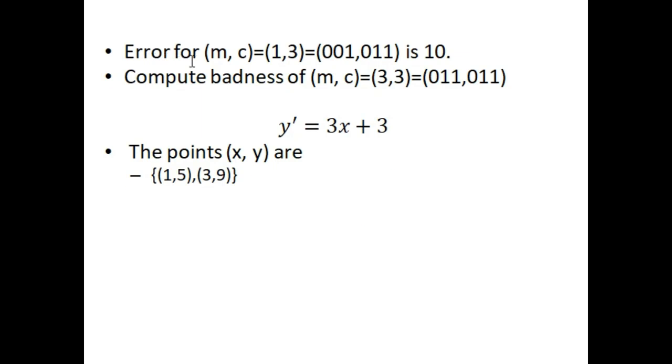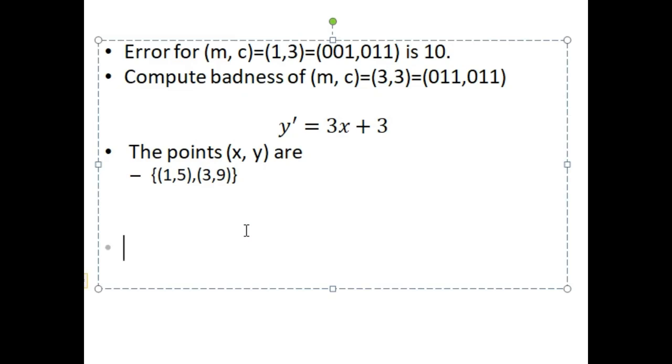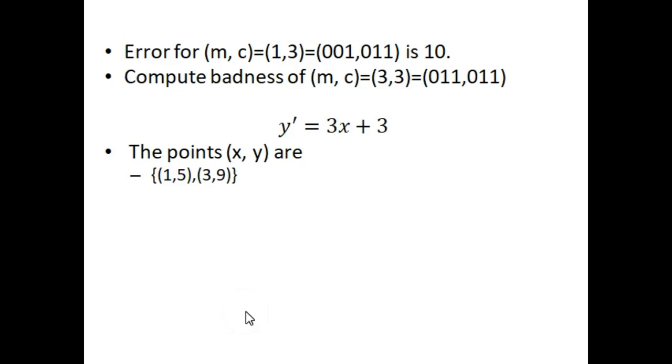So the error value for m and c, which is equal to 1 and 3, is 10. So I will compute the badness for 3, 3. So the new equation will be y prime is equal to 3x plus 3. So I will put the value of x from these data points. So just look at the next slide.